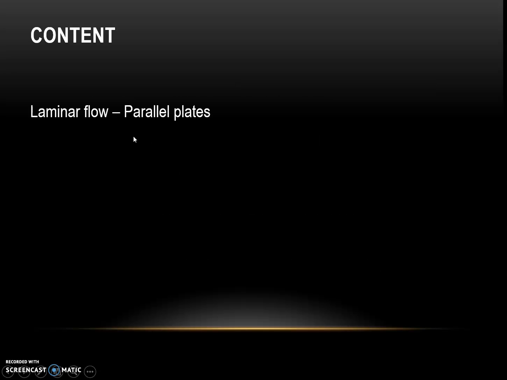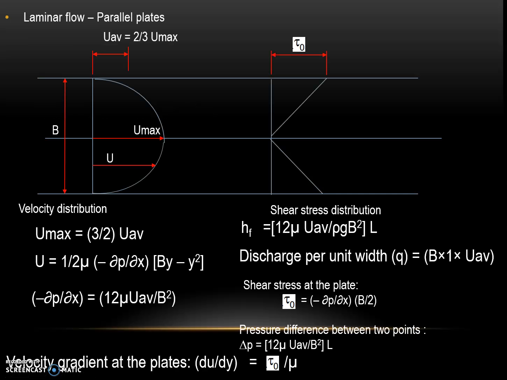In this presentation, we will go through laminar flow for parallel plates. Let there be two parallel plates which are separated by B. This is the velocity profile. At the point of contact, there will be some resistance offered by the material of the plate onto the flow. So velocity at the point of contact at both the plates is equal to 0.